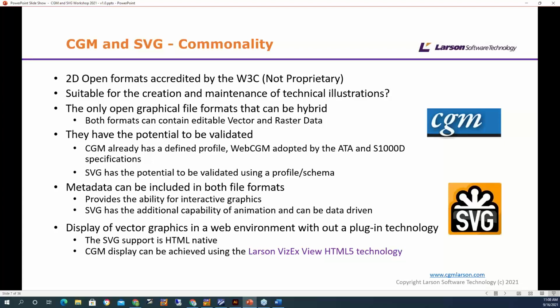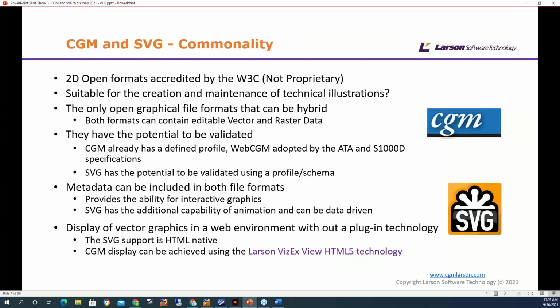And I'd say they're both suitable for technical illustrations. They contain all the right attributes, like metadata, and contain raster data for kind of legacy. So everything we really need in a file format is in both.